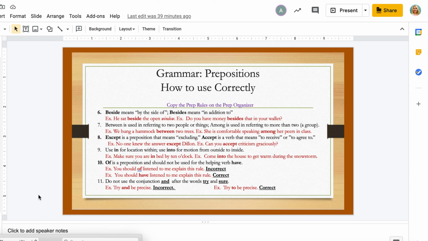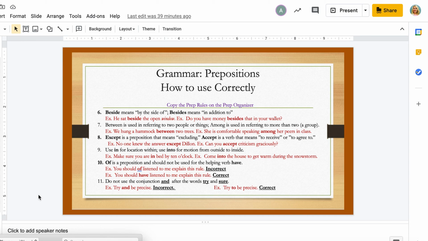Except with an EX is, of course, a preposition that means to exclude. So if you except, you exclude. Connect your EX. EX, except, EX, exclude. Everyone is invited to my party except you. Sorry, I didn't mean to leave you out, but I needed a good example.